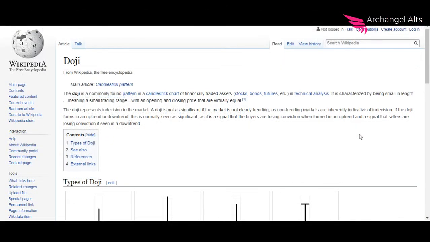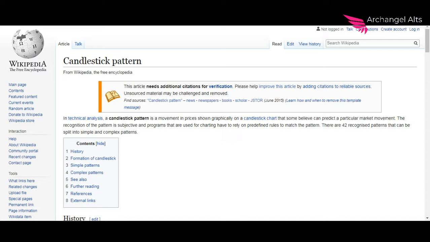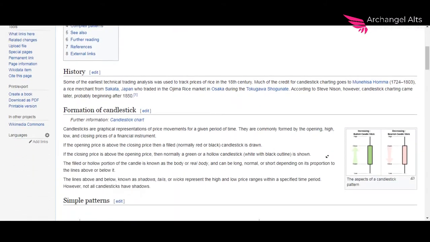So here we go. When we call them Doji candles, what the heck? What are we talking about? And I'm going to load this one up first. And all of these links are going to be in the videos, so you can go and read them at your own pace. Here we go with candlestick patterns.